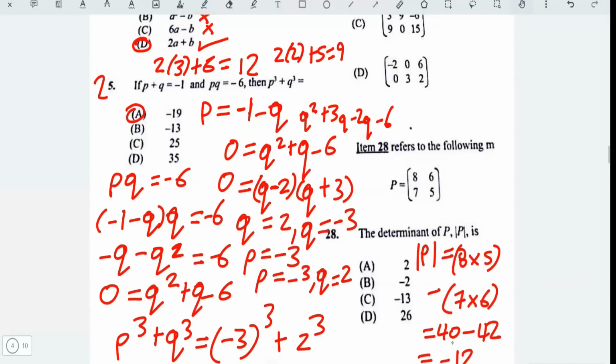40 minus 42 is negative 12? Oh, that's not there. Oh, my apologies. 40 minus 42 is negative 2. Making a lot of addition bloopers here today. So let's fix that. That is negative 2. That's option B. Okay, nice.